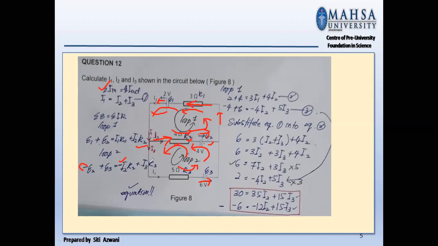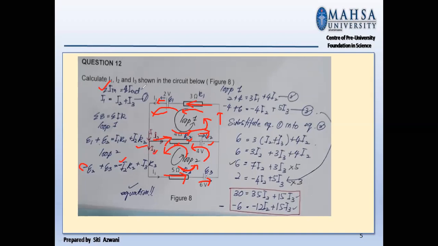How about the I3? This is your I3 across R3. Compare with the loop direction. This is your loop direction, with the same direction. So you have a positive sign on your I3 R3. Is it okay or not, everyone?